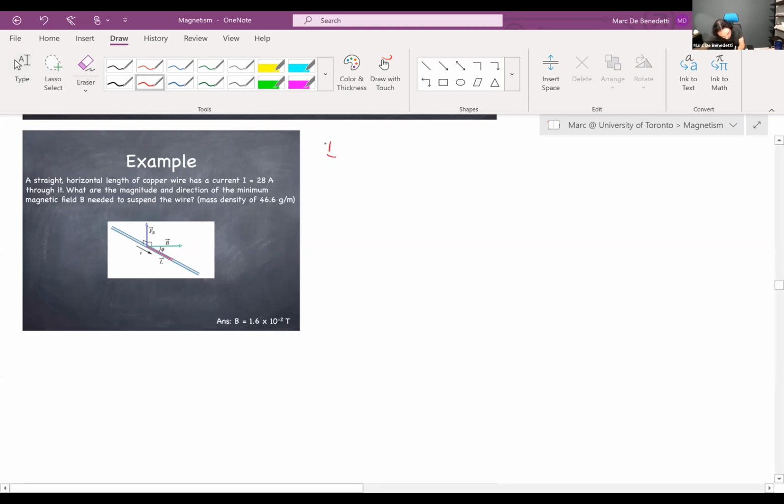Horizontal, so current. Oh, I'm writing in red. So I'm going to start writing down my givens because words confuse me. What are the magnitude and direction of the minimum magnetic field needed to suspend the wire? So the magnetic field equals this. We're also given a mass density of 46.6 grams per meter. Okay, so what's going on here?